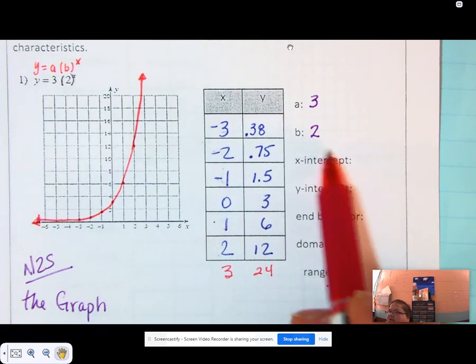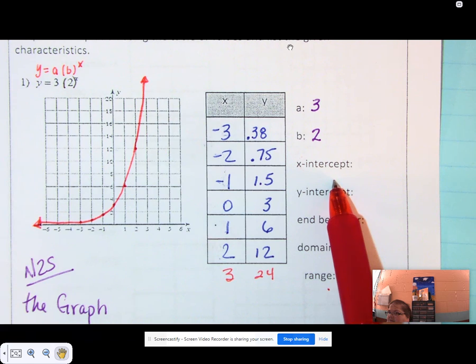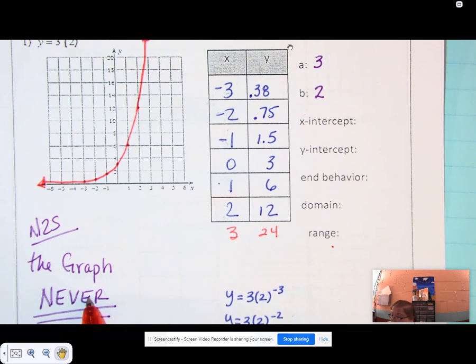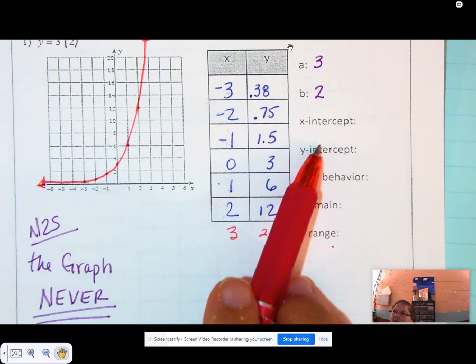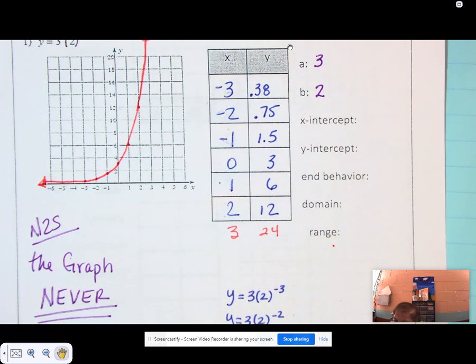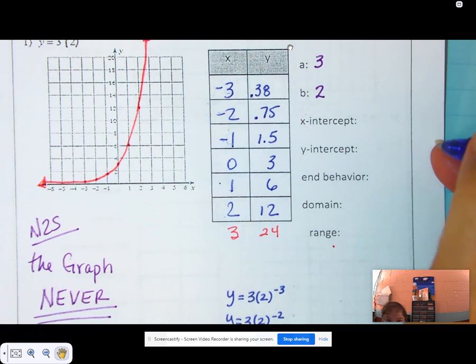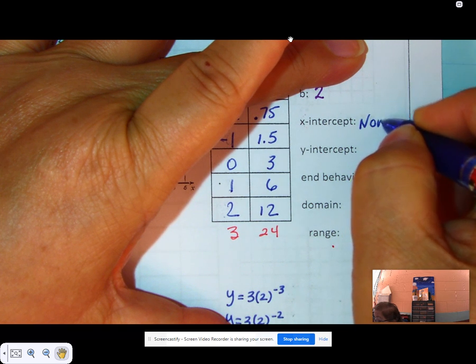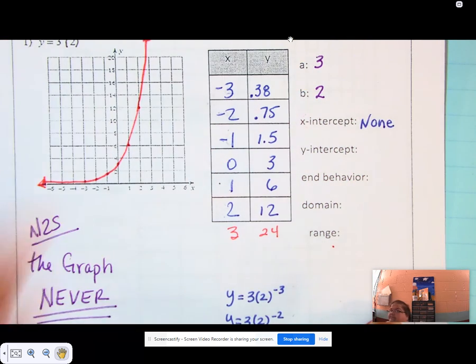Now, when I ask you what the x-intercept is, when we just said that the graph never intersects the x-axis, are we going to have an x-intercept, yes or no? Somebody talk to me. No. So my x-intercept is going to be none.